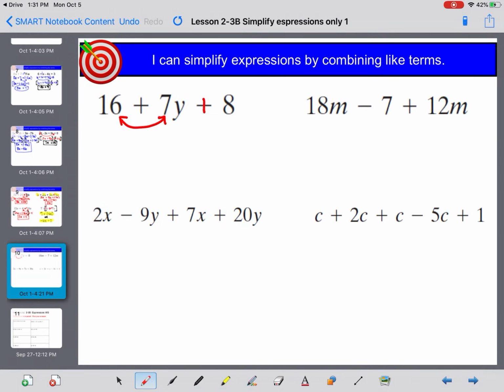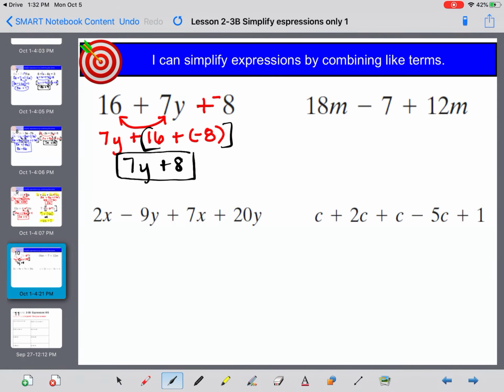The commutative property says that I can switch these around. So 7y plus 16 plus negative 8. Then the associative property lets me group these. 7y plus 8 is my simplified expression.